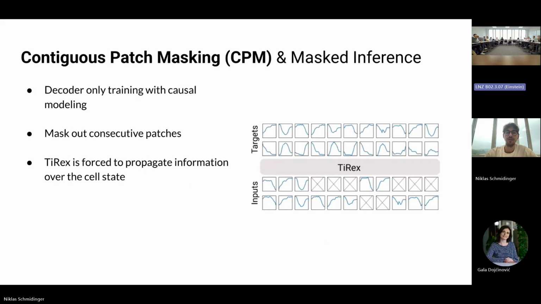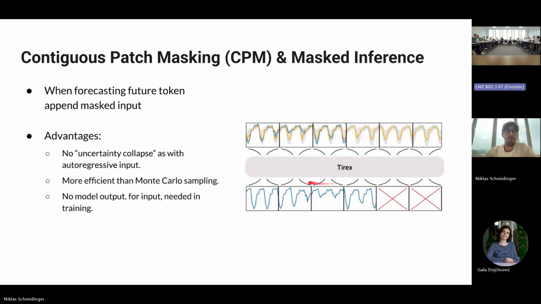Then the paper introduced some tricks. You have continuous patch masking, and here you just mask out the input sequence in a contiguous manner, and the model needs to learn first to reconstruct those, and then also to propagate this information over the cell state. And with this masking, you can also do multiple predictions into the future. So the model is forced to learn to predict multiple windows into the future. And this is also how it's used at inference. If you want to make a forecast, you just mask out these future tokens, and the model then gives you a reasonable forecast.